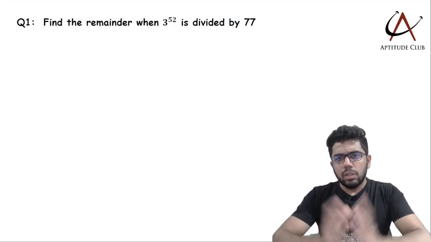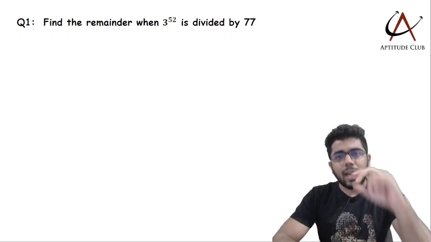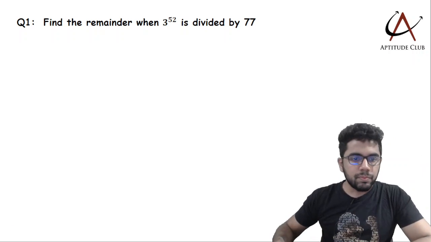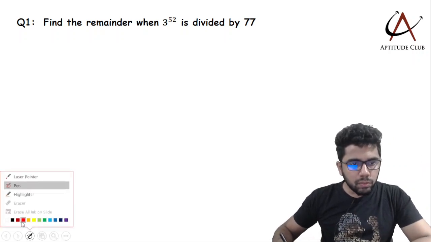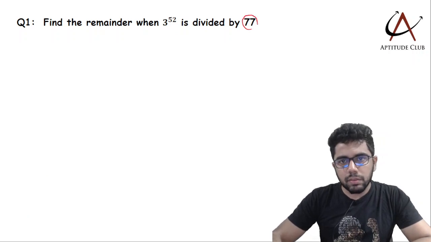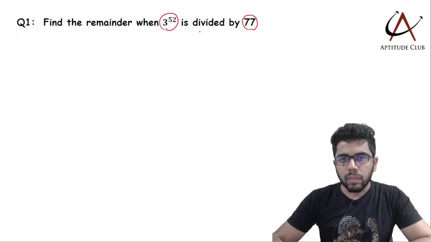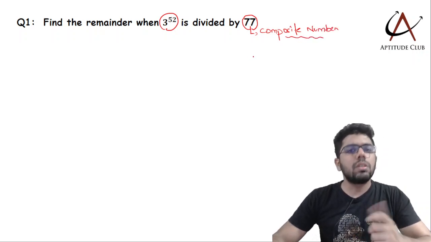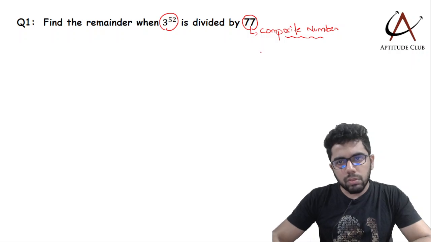So let's start with a question. When and where we should think of applying Chinese remainder theorem. Now, when we see this question, the divisor here is 77 and the dividend here is 3 to the power 52. Now, this is a composite divisor, composite number. Now, we had discussed that whenever the divisor is a composite number, in general, we can apply Euler's theorem. And how do you apply Euler's theorem?